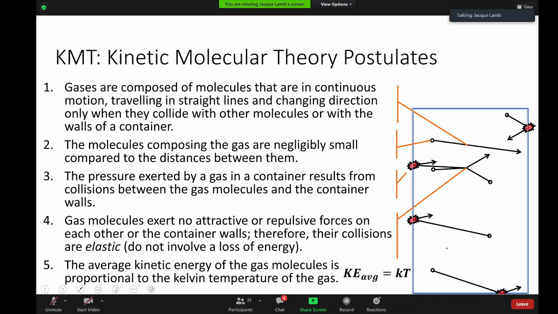So literally the molecules making collisions on the walls of the container is what is recorded as the pressure of that gas.